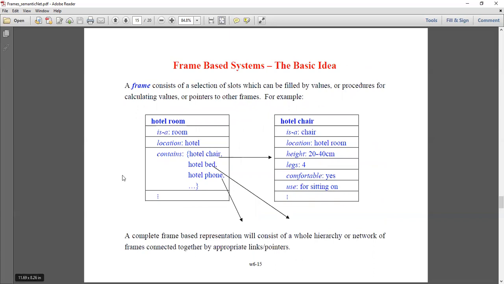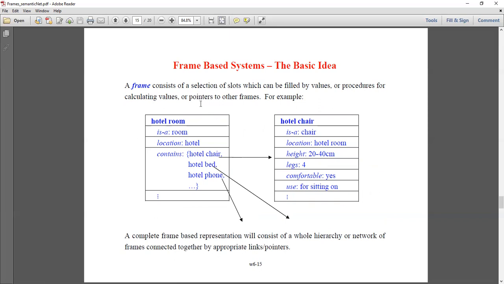So let us understand what a frame is. A frame consists of a collection of slots which can be filled by values, or procedures for calculating values, or pointers to other frames. So a frame is a collection of slots. What is a frame? A frame is a collection of slots.